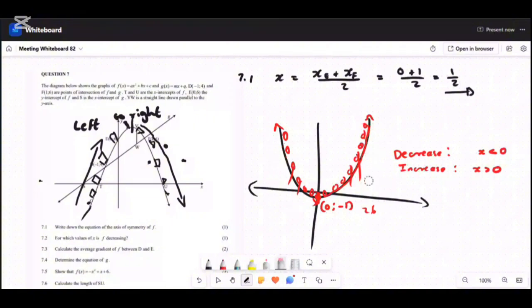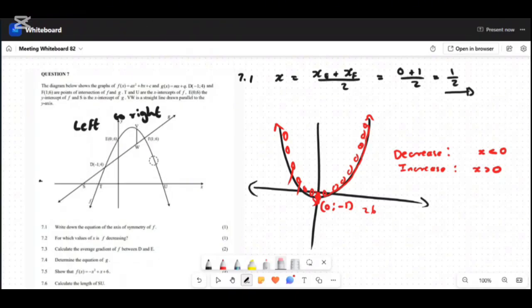I'm not going to do the tangent method. It's one and the same thing. So you can just do it on your own with the tangent method. So then, for which values of x is f of x decreasing?